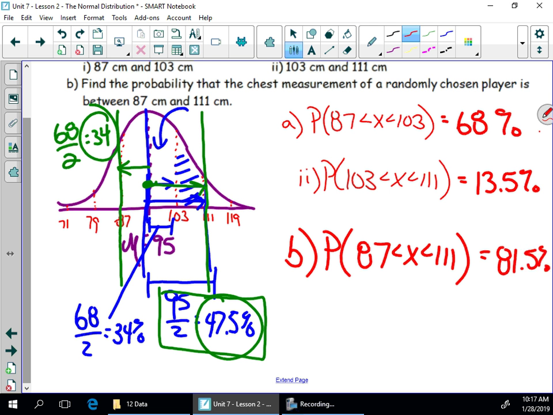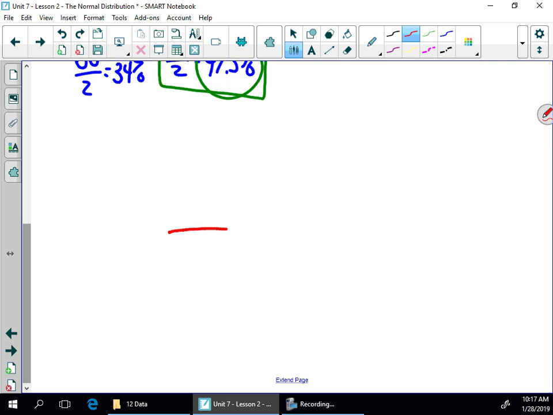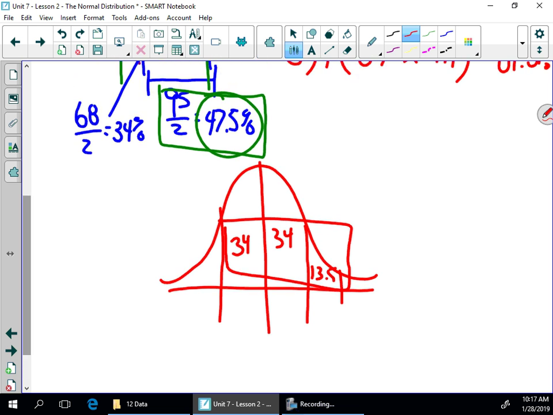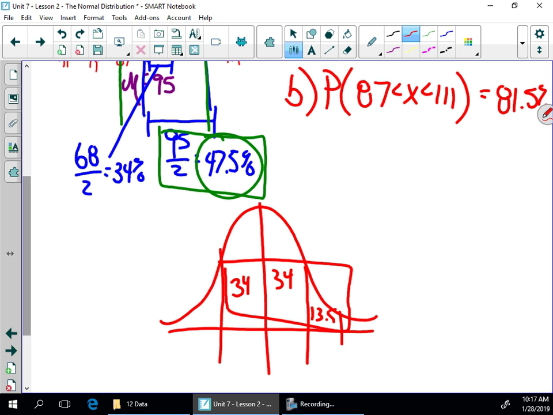Now, again, if you can remember some numbers, and you're okay with remembering numbers, I don't mind that. I know that one standard deviation is 34 and one's 34, and the next one's actually 13.5. Well, if you take those numbers and add them together, what do you get? 81.5, right? Same thing, maybe just a little bit faster, but you have to remember what those numbers are. And some of us might be better at that than others.